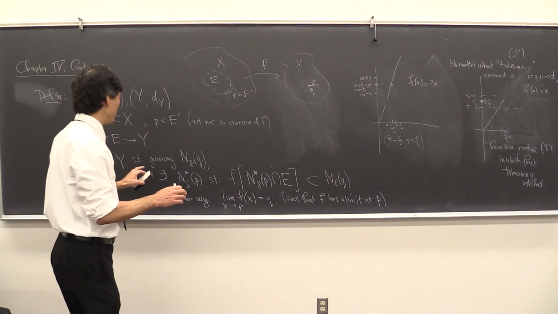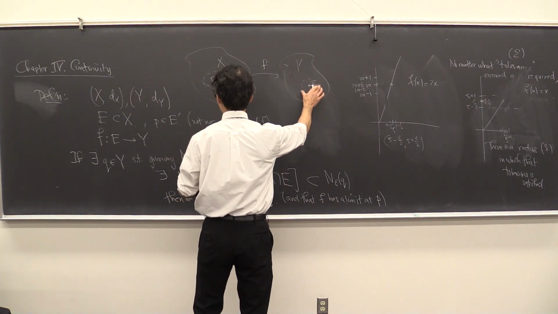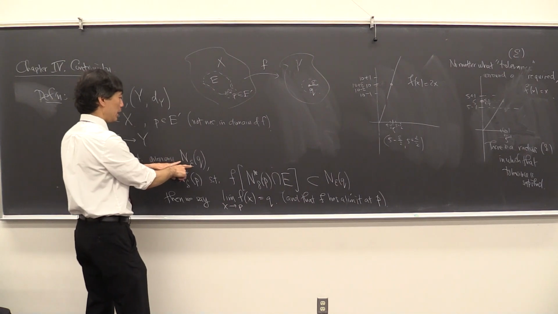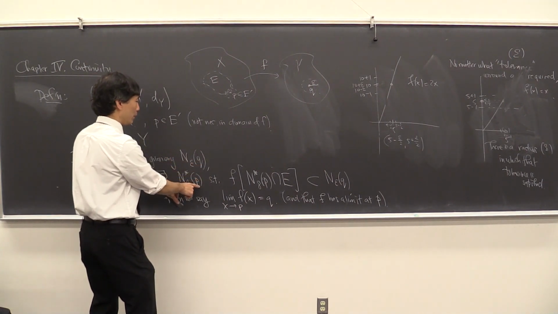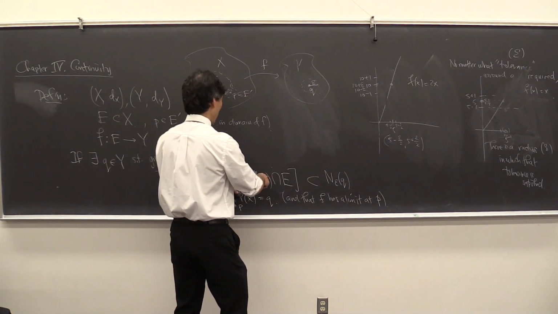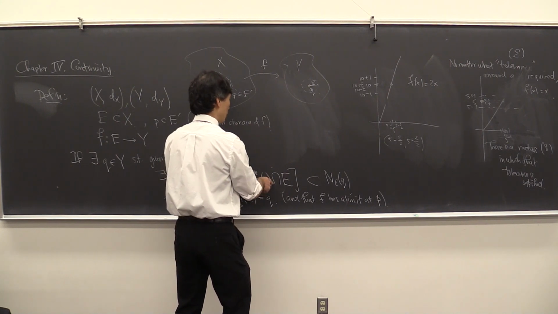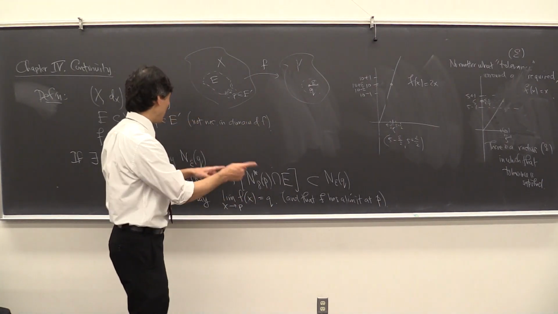Given any neighborhood around Q, there's a punctured neighborhood around P such that everything reasonable, wherever the function is defined in that punctured neighborhood, all those values will go inside here. Will satisfy the tolerance.